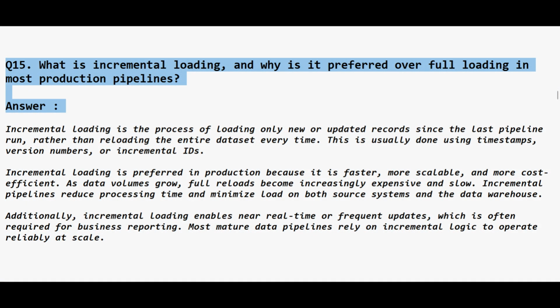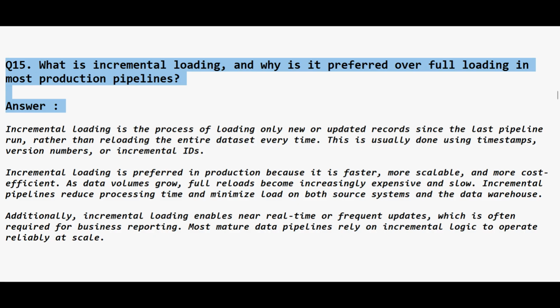Question 15. What is incremental loading, and why is it preferred over full loading in most production pipelines? Answer. Incremental loading is the process of loading only new or updated records since the last pipeline run, rather than reloading the entire dataset every time. This is usually done using timestamps, version numbers, or incremental IDs.